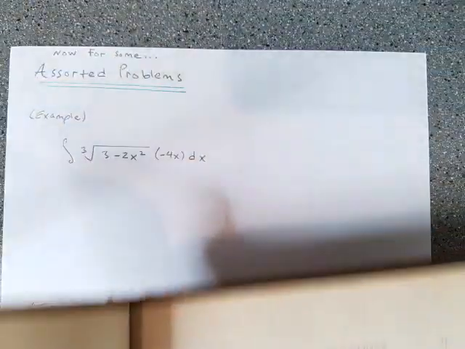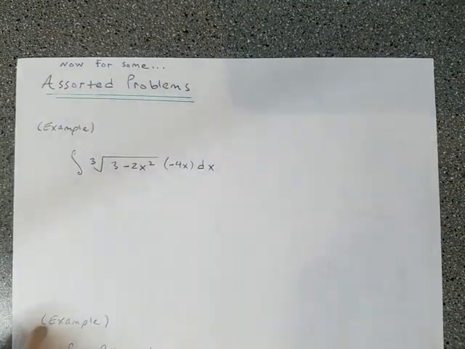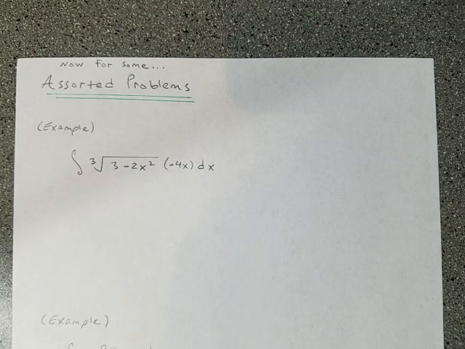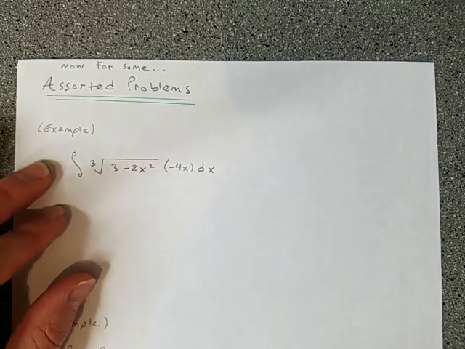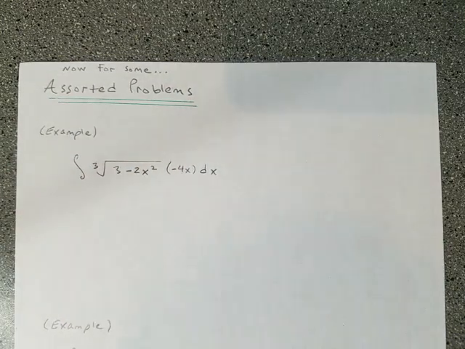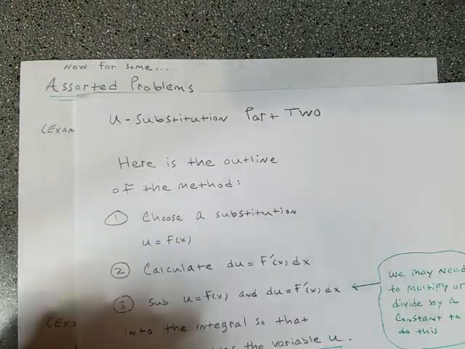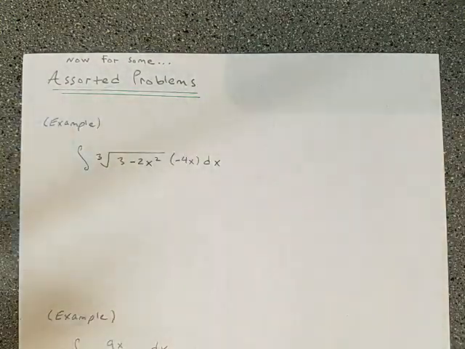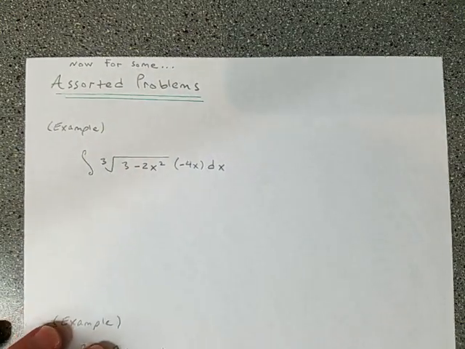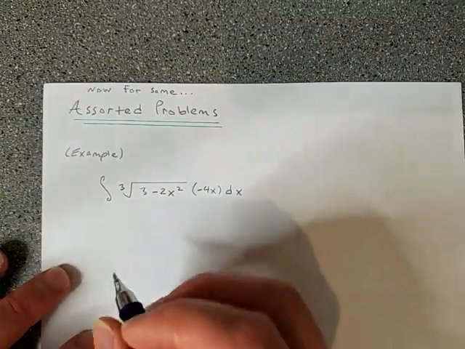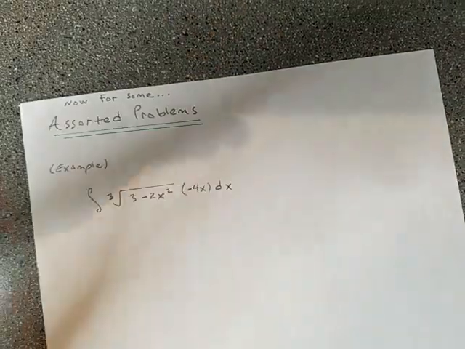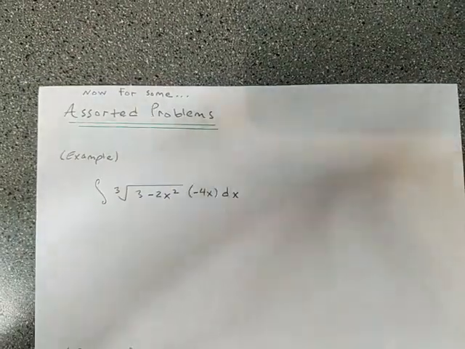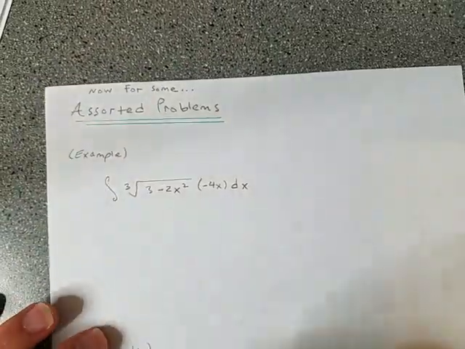Anyway, yes, there is a point to it. The story about how you use these is a little bit complicated, but in future videos we'll figure it out. For now, let's focus on how to do this. So what was the technique? You choose u and calculate du and then substitute. Here's what I think with this one. We'll choose u to be 3 minus 2x squared.